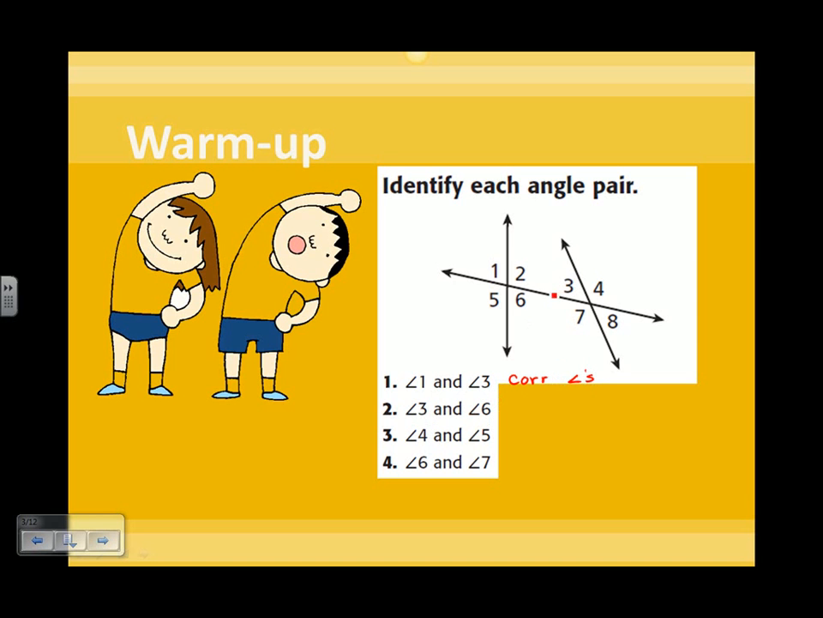Angles 3 and 6, if we look at their positioning, they're on opposite sides of the transversal, or alternate sides, and they're on the interior of our two lines, so they are alternate interior angles. Angles 4 and 5 are on alternate sides of the transversal, and they are on the exterior, so they are alternate exterior angles. And angles 6 and 7 are on the interior, and they're on the same side of the transversal, so same side interior.